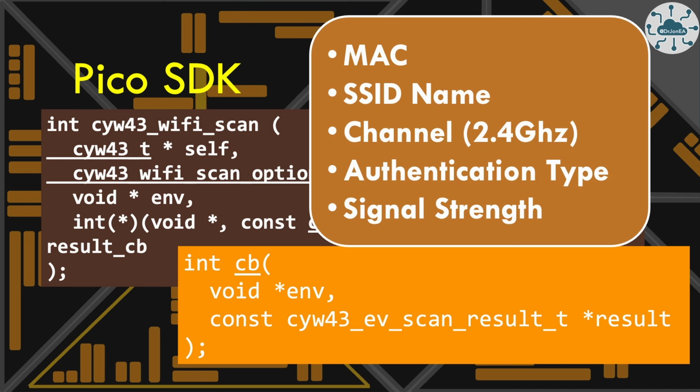What do we actually get back? Well, we get the MAC address, so that's the Wi-Fi Ethernet address of the device itself. The SSID name it's publishing, so that's the Wi-Fi name that you normally connect to. The channel, and since it's only on the 2.4 gigahertz band, that's normally somewhere between 1 and 12 channels available to us. The authentication type and the signal strength.